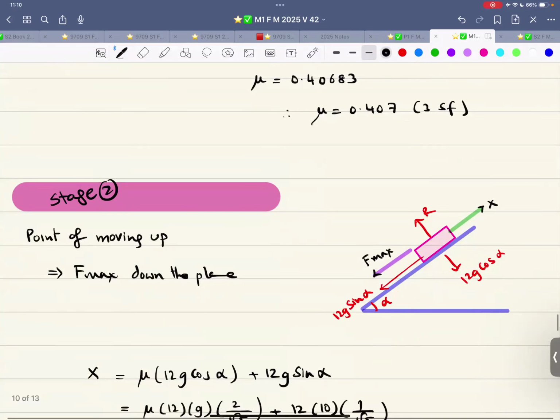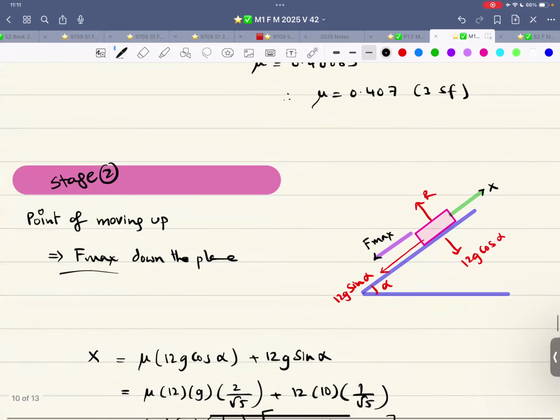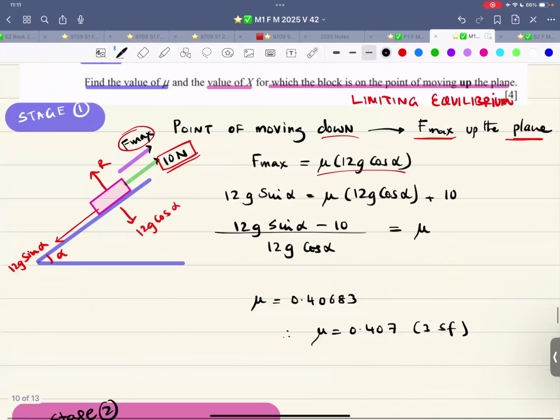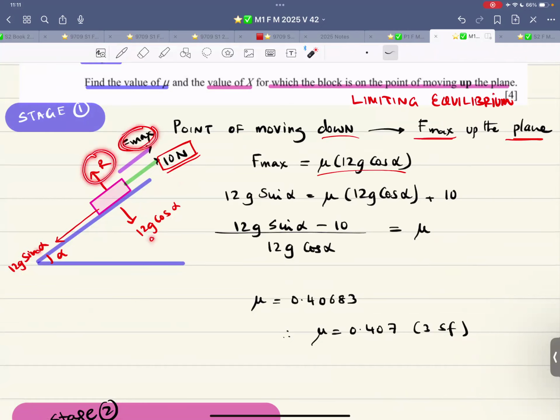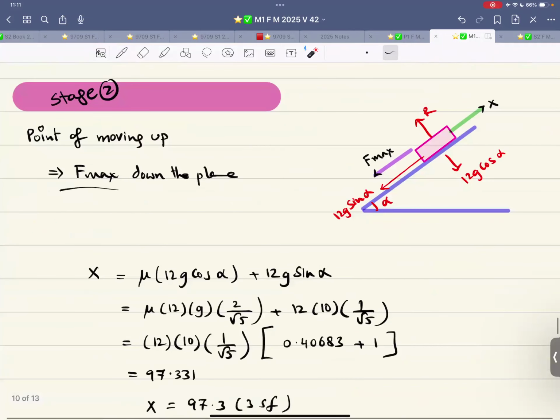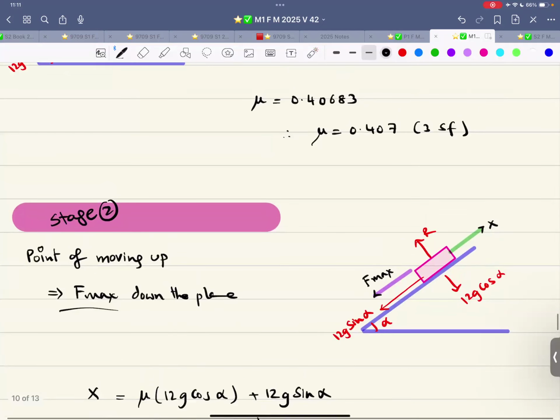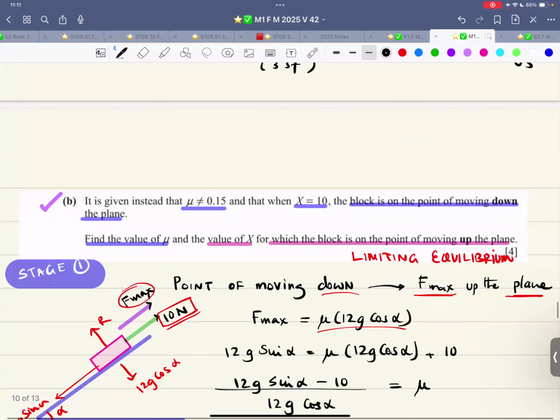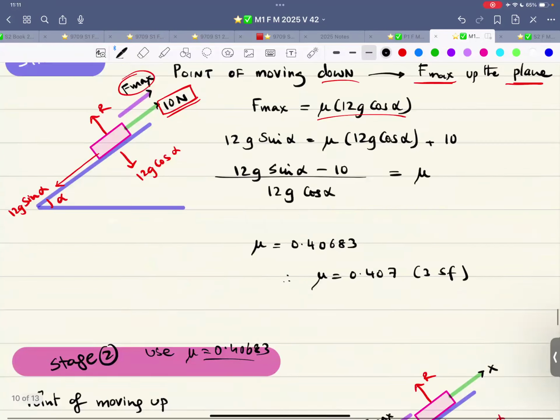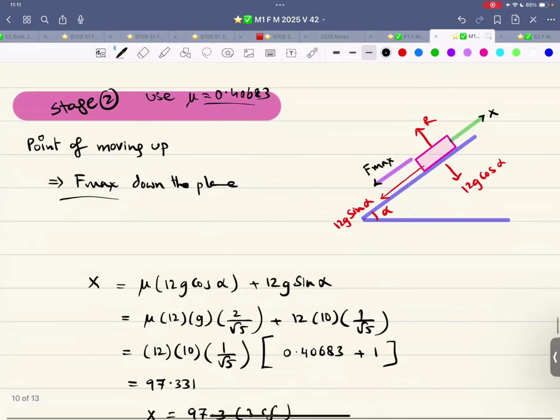That is at the point of moving up, therefore friction is down the plane. So what has changed? X remains the same, mg sine theta, mg cos theta or alpha, R remains the same, only F max changes direction. And this time use the value of mu. So use mu as 0.40683 because over here B part is applicable. So therefore this is the value of mu, and find X in this part.